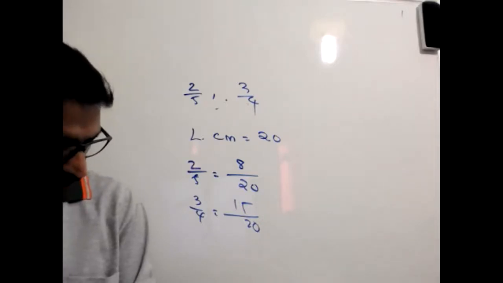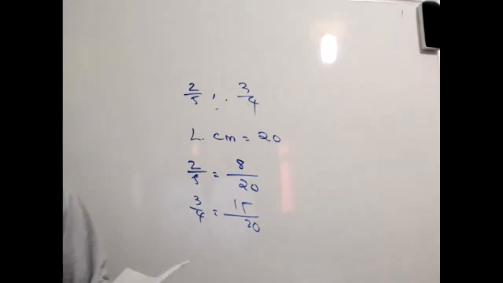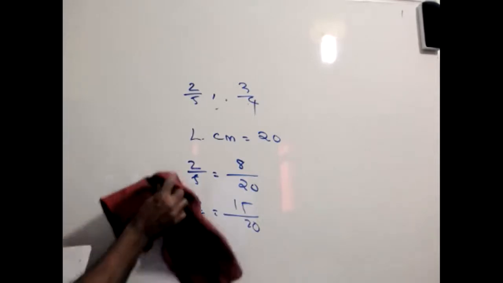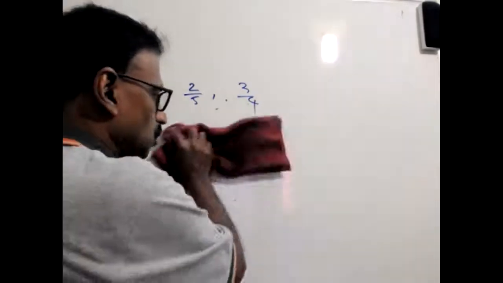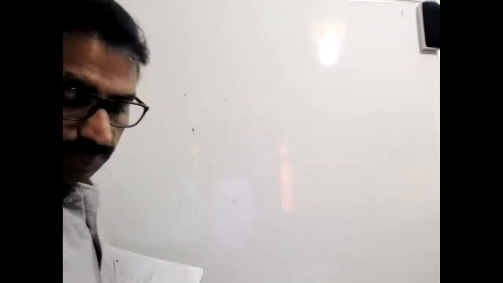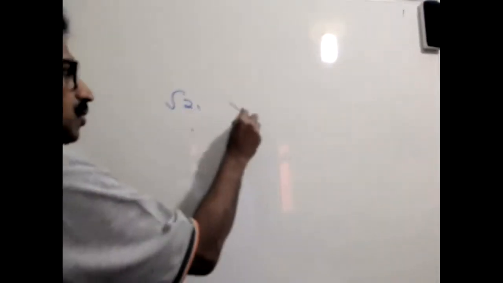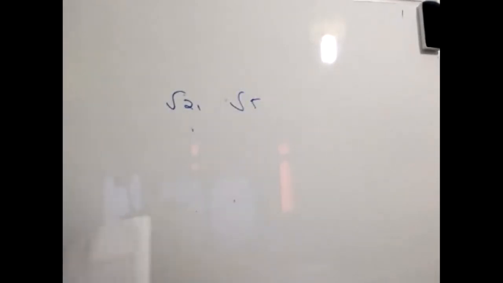Write a rational number between root 2 and root 5. Root 2 and root 5. Okay. Question clear or not?